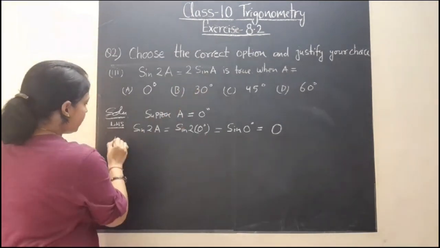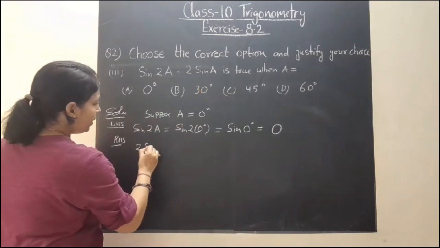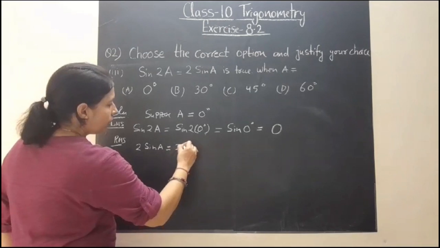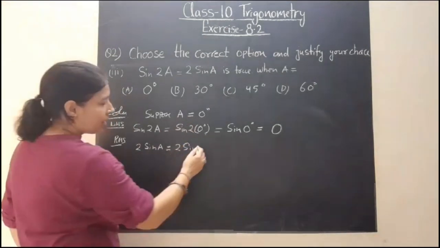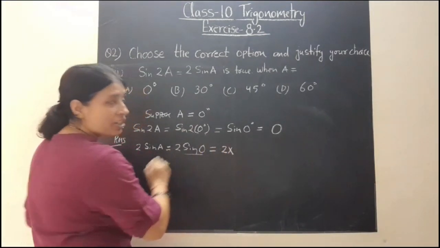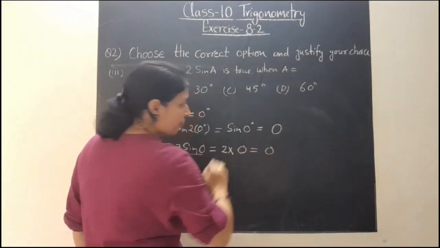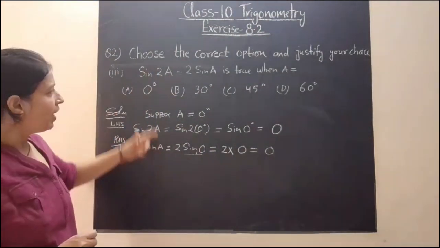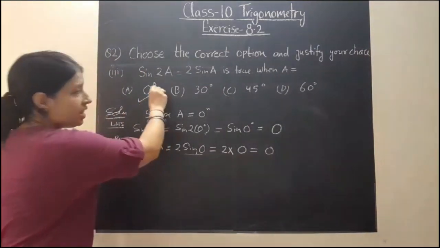And if we take RHS, so RHS is here 2 sin a. So write first 2, then write sin. We have taken a is equal to 0, so write sin 0. So we can write 2 multiplied by sin 0 is equal to 0. So 2 multiplied by 0 is equal to 0. So this equation is true when a is equal to 0 degree. So this is option A is correct option.